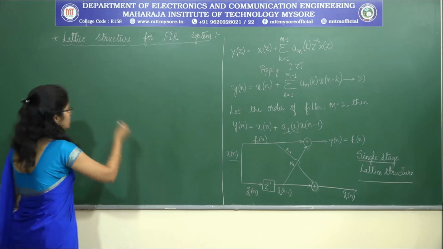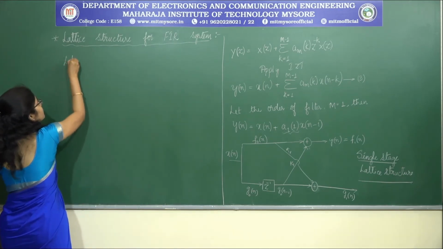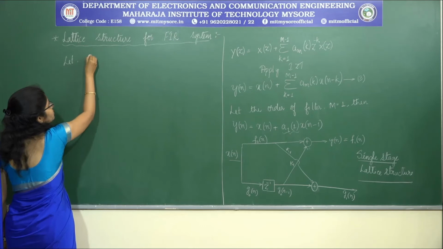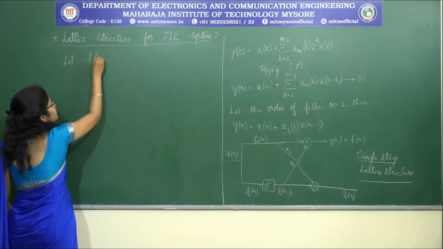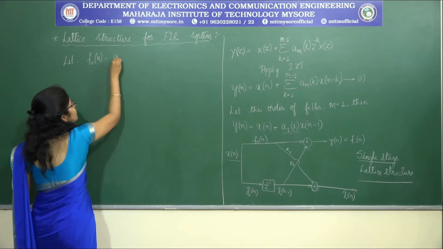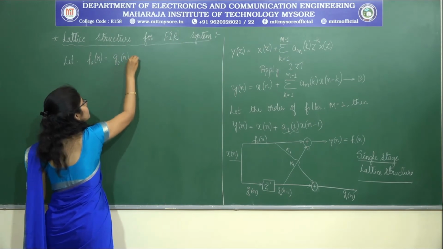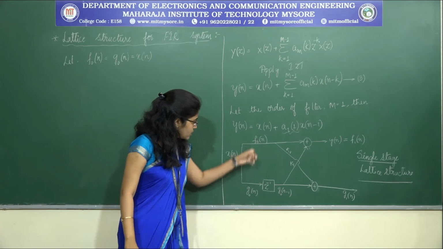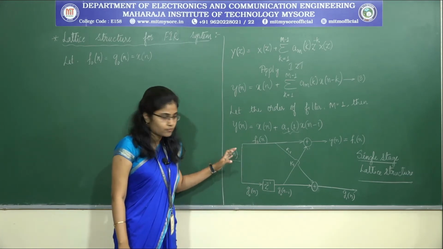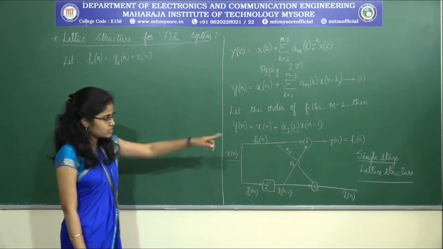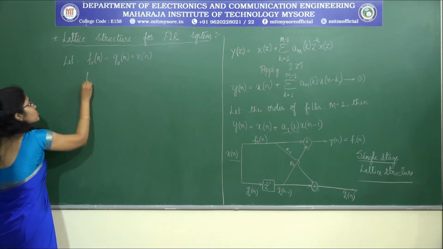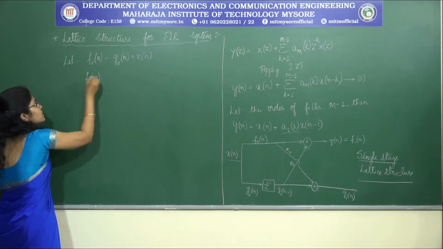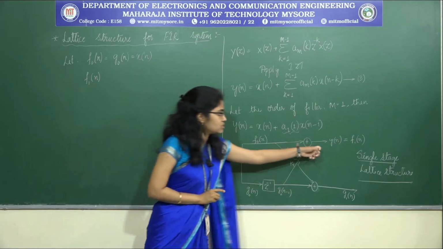If I write the equations with respect to this figure, let what we have assumed, f naught of n is same as g naught of n, which is equal to x of n, correct? So, g naught of n and f naught of n are nothing but x of n, that is done. Now, what is f1 of n?